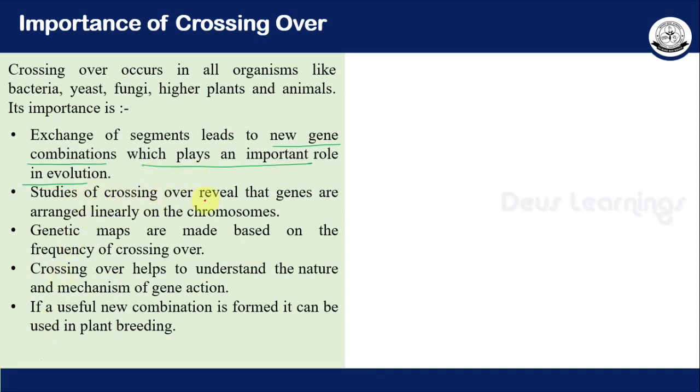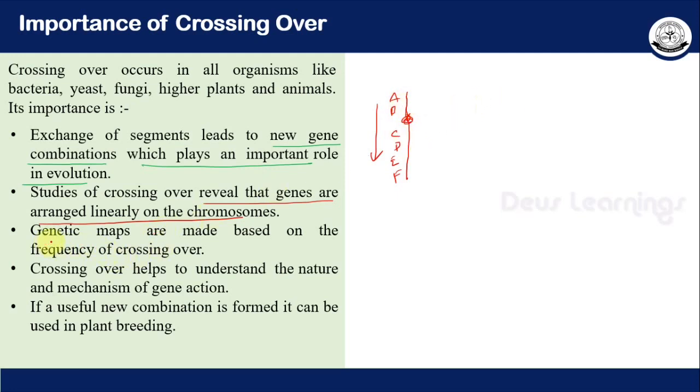So studies of crossing over reveal that genes are arranged linearly on the chromosome. So they are arranged linearly, that means if this is a chromosome, the genes are arranged like A, B, C, D, E, F. So they are arranged linearly, right? Because they are arranged this way, exchange from segment to segment is able to happen, yeah, right.